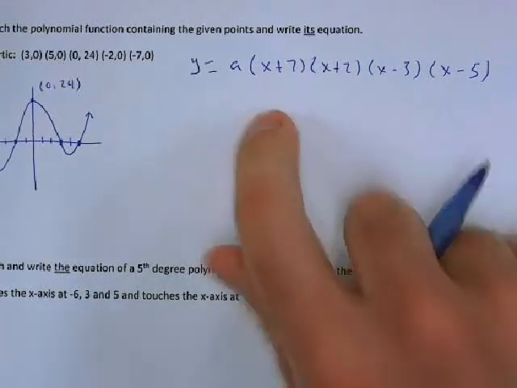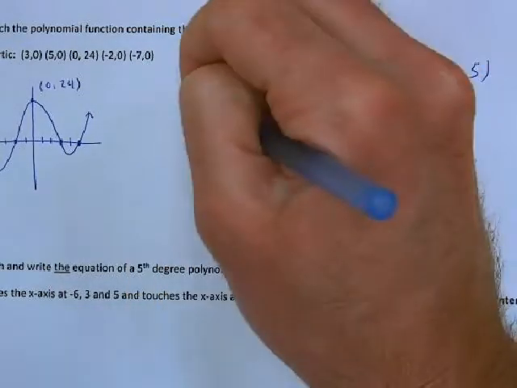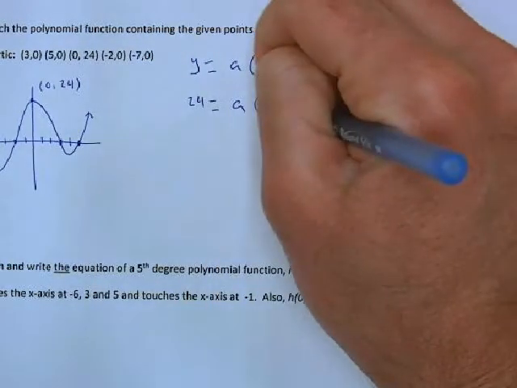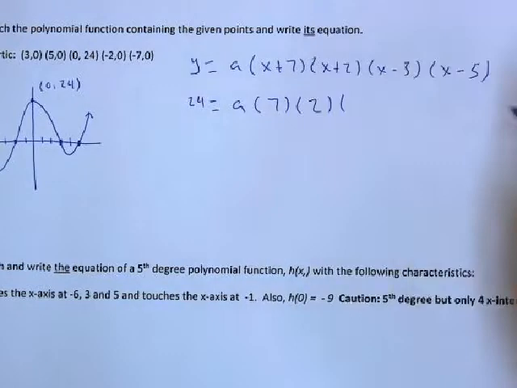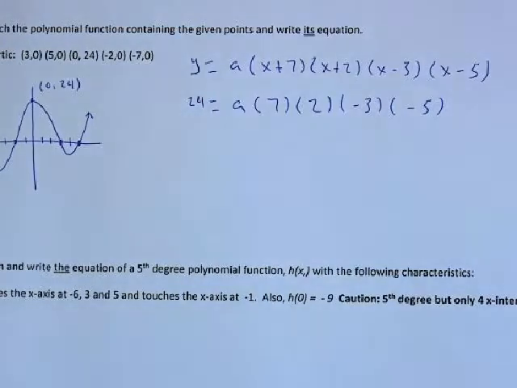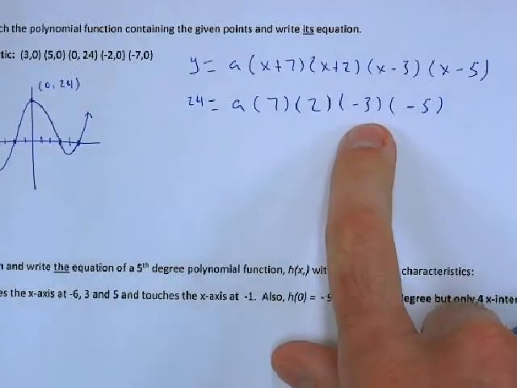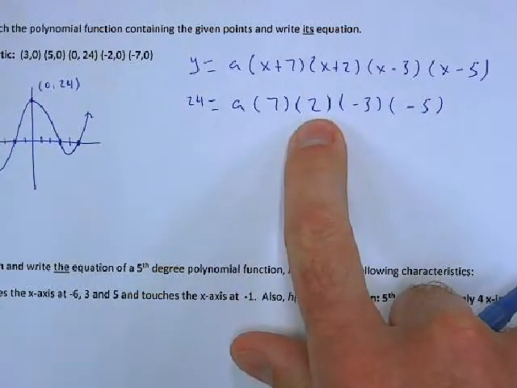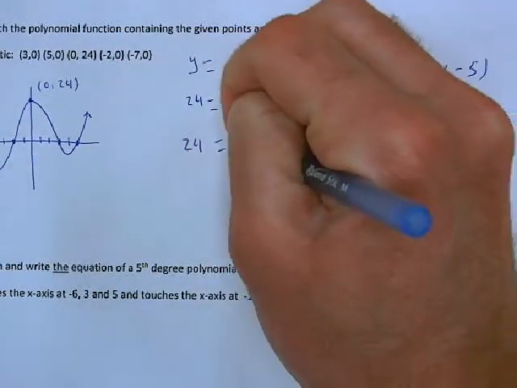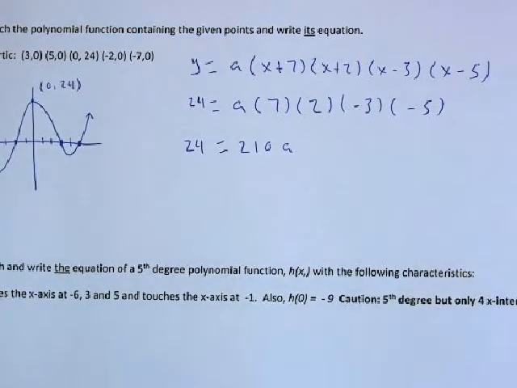And then to solve for a, we just want to use this point, (0, 24). I want to stick in y is 24, and x is 0. So then I get 24 equals my a value times, and if we stick in x is 0, we're going to get 7 times 2 times -3 times -5. Okay, let's see. -5 times -3 is positive 15. Times 2 is 30. Times 7 would be 210. So then 24 equals 210 times a. And then next divide both sides by 210.